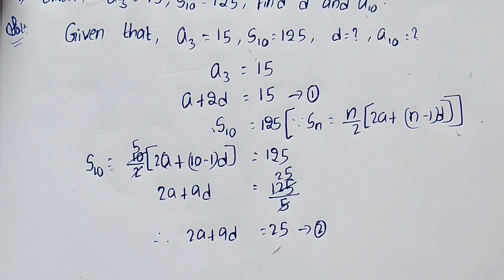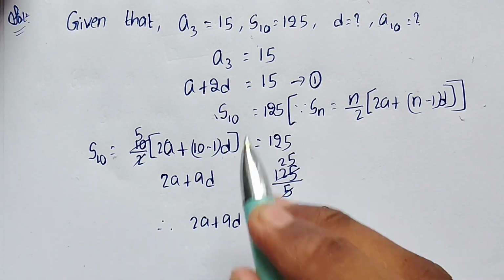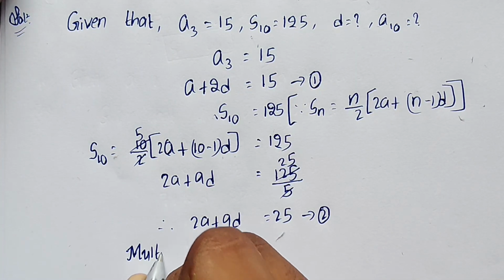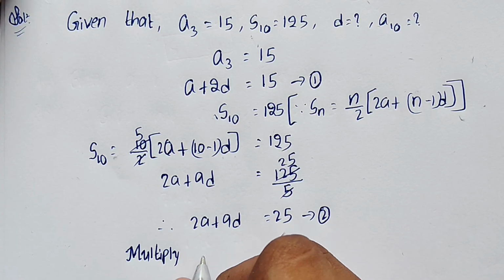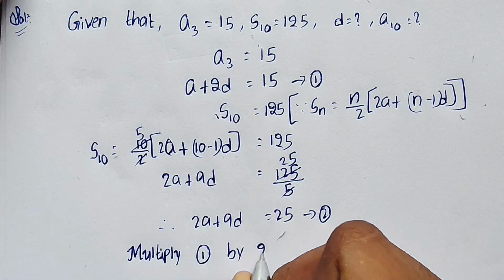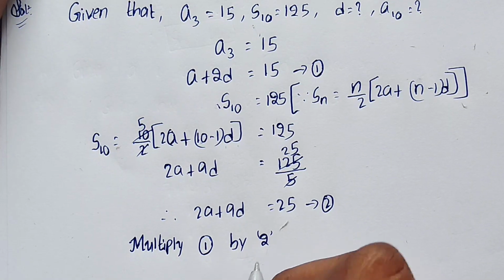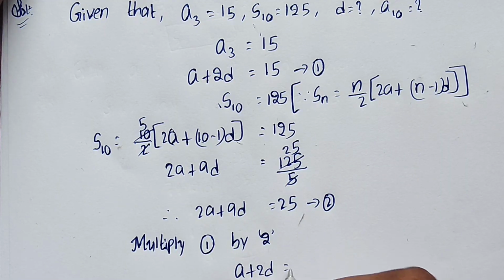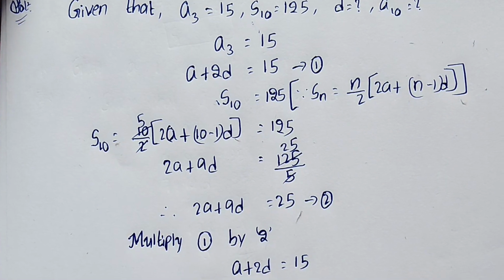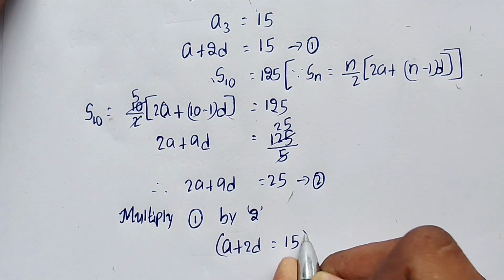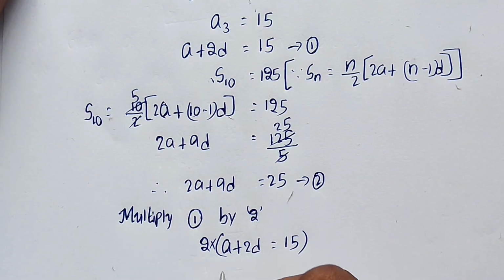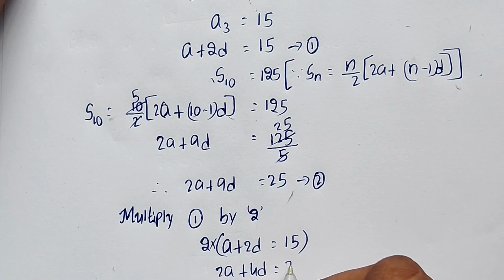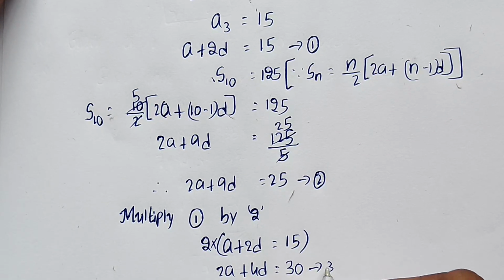Understand? Now, I am going to multiply equation 1 by 2. So equation 1 is a plus 2d equals 15. I am multiplying this whole equation by 2. So 2 into a, 2a, plus 2 into 2d, 4d, equals 2 into 15, 30. I am taking it as equation 3.